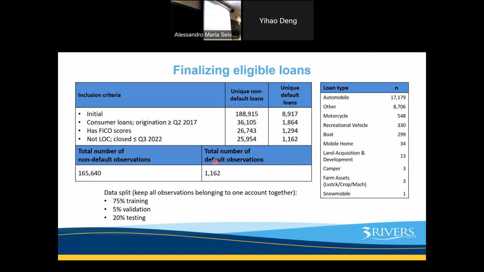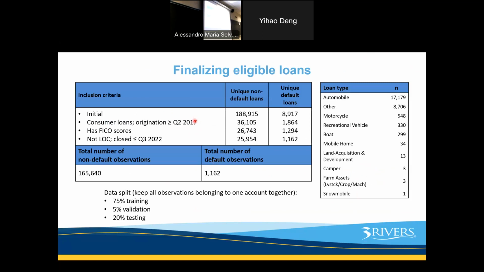Okay, so we decided what loans we want to use. We apply our inclusion criteria, and these were the results. Initially, we started out with close to 190,000 non-default loans, 9,000 default loans.